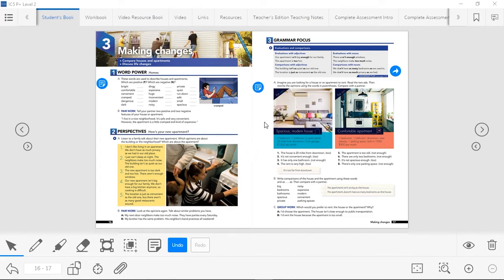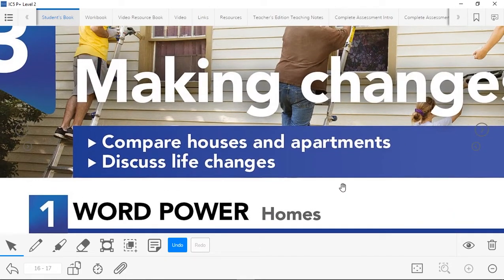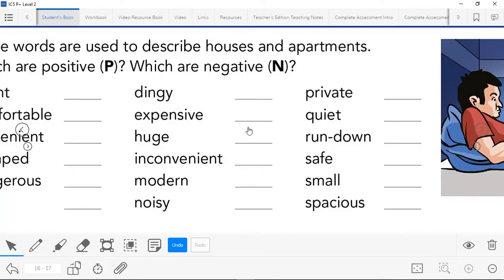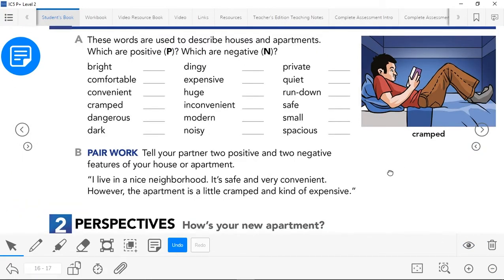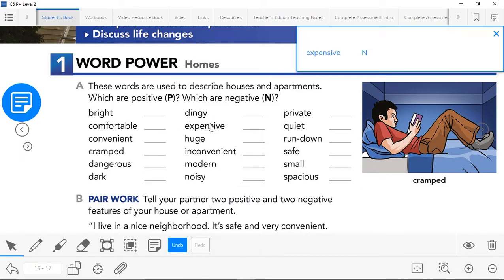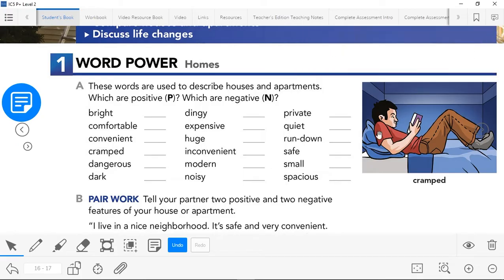Okay, so this unit is called Making Changes, and today we're going to be talking about comparing houses and apartments. It's going to be interesting. But for now, let's go to this word power. It's called homes. Here we have different words to describe houses and apartments, and some of them are positive and some of them are negative. Take your time and put a P or an N depending on if it's positive or negative, okay?